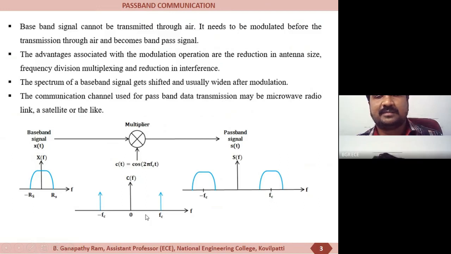Generally, this kind of passband data transmission is used in microwave radio link, in mobile communication, Wi-Fi communications, and satellite communications, and similar other wireless applications.